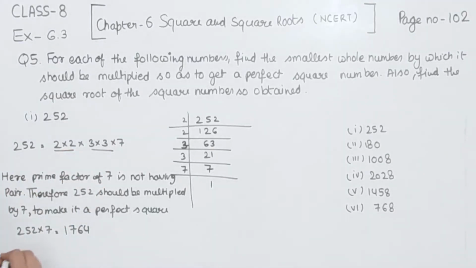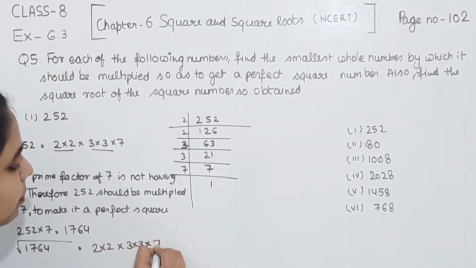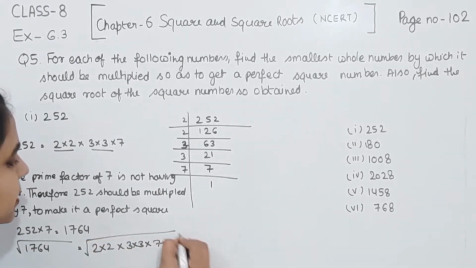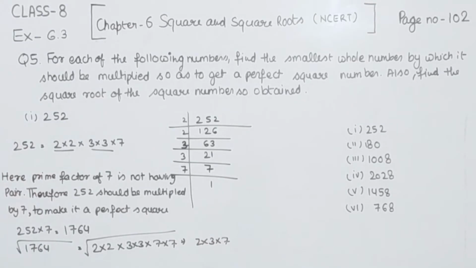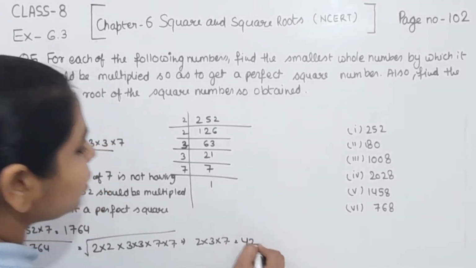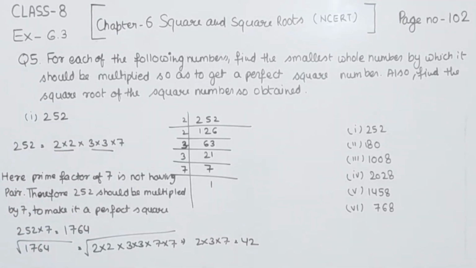So we are going to write here root 1764 is equal to 2 multiplied by 2 multiplied by 3 multiplied by 3 multiplied by 7 multiplied by 7. So we are going to write here 2 multiplied by 3 multiplied by 7. So we are going to get the value as 3 twos are 6, 6 sevens are 42. So this is the part 1.